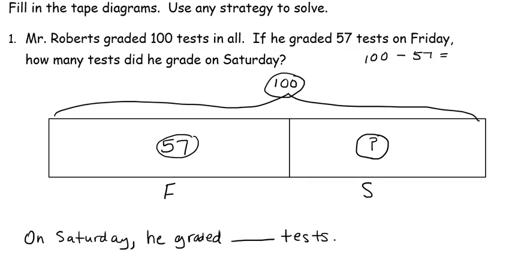57 is close to 60, so I'm going to change that to 60, and I did that by adding 3. And that means I need to add 3 to 100. So 103 minus 60 would be 43, because 100 minus 60 would be 40, so 103 minus 60 is 43. And that tells me that on Saturday, he graded 43 tests.